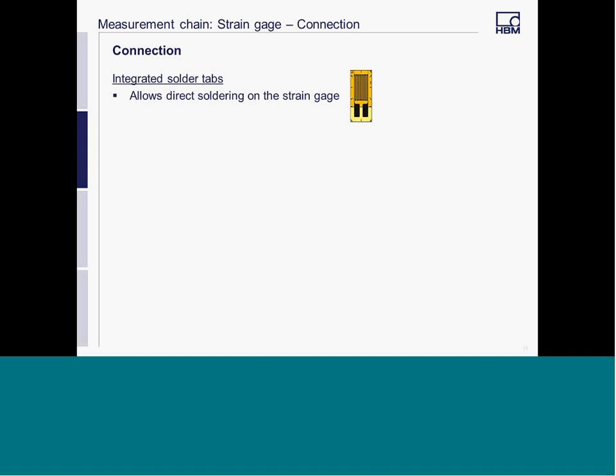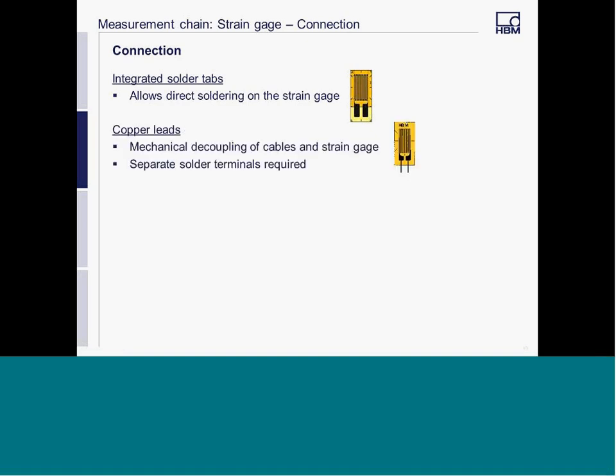There are different possibilities. You can use the integrated solder tabs. That means you can directly solder on the strain gauge. So that's quite convenient. This is a typical gauge. But you can also have copper leads.